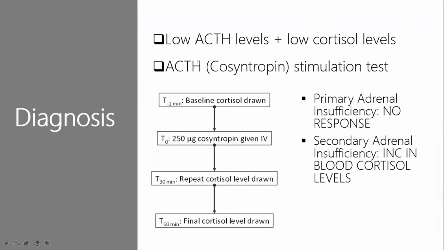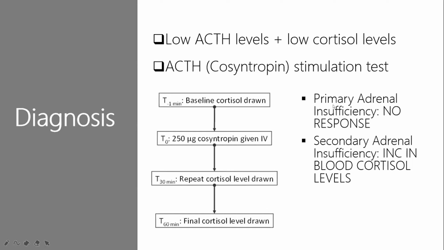Then we also do the ACTH or cosyntropin stimulation test. Cosyntropin is a synthetic form of ACTH. So what we do is we first draw the baseline cortisol, then we give 250 micrograms of cosyntropin intravenously, and then we determine the cortisol levels 30 minutes and 60 minutes after cosyntropin is given.